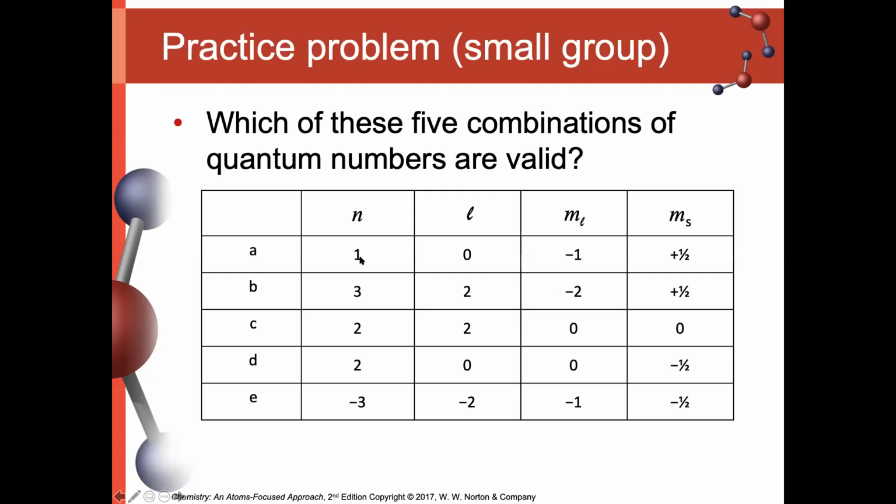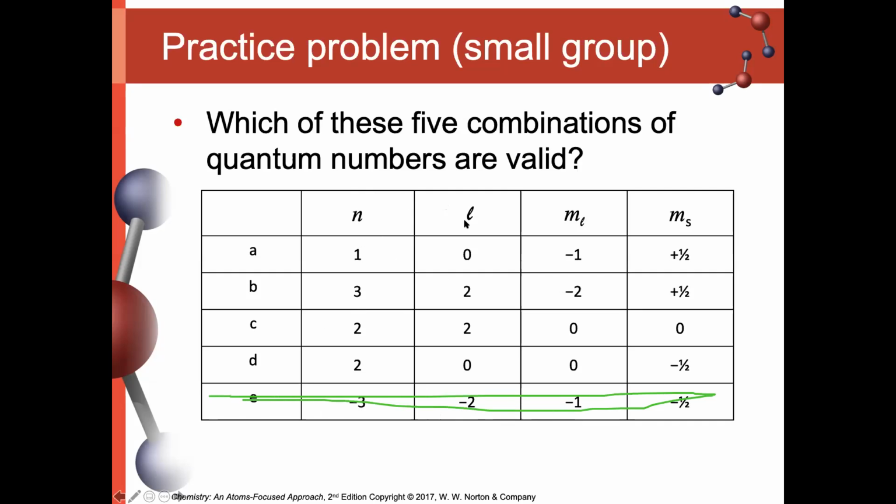So is a value of 1 possible for n? Yes, there's such a thing as a first energy level. There's such a thing as the third energy level. There's such a thing as the second energy level. Is there such a thing as the negative third energy level? No. So E, we do not worry about that one anymore. Okay, so thus far we're okay.